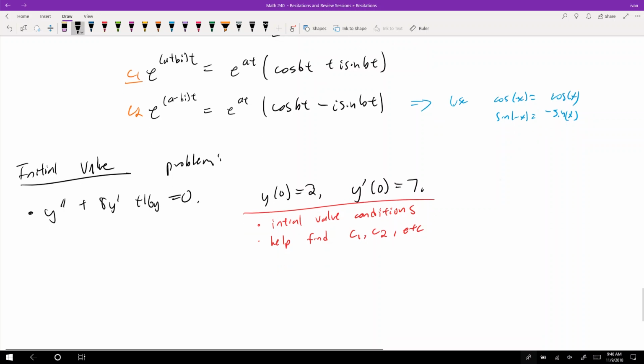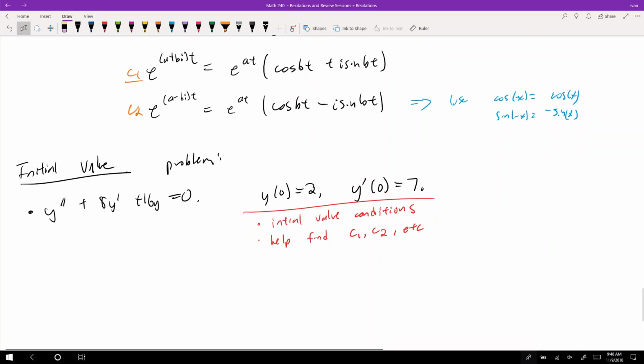So how do we do this? Well, step one is always just to find the general solution with the constants. So this is D squared plus 8 minus 8. Oh, let's make this a minus sign.